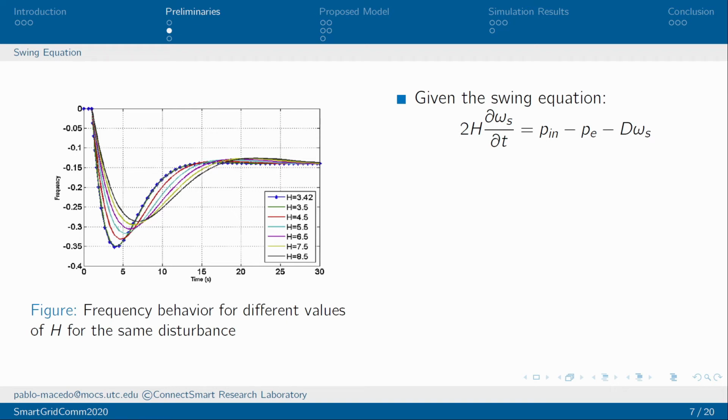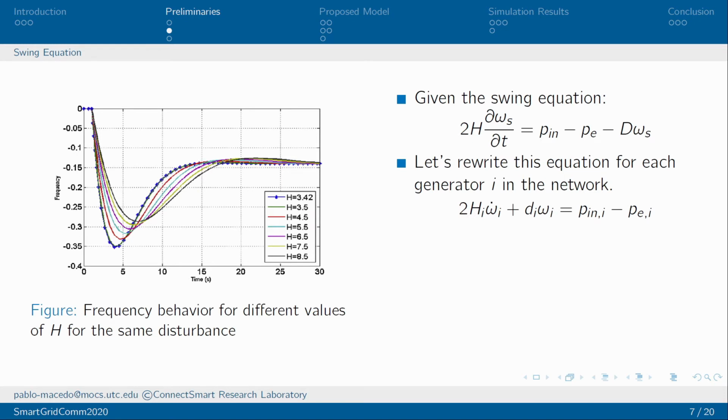This drop in frequency will cause some loads to consume less power since they are frequency dependent, such as motors, for instance. This behavior is captured by this element, d times omega s, which is the damping factor. Now we will expand the swing equation for all generation buses on the network, and for that you use the subscript i to denote these buses.